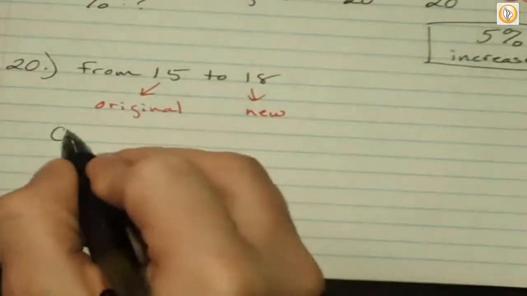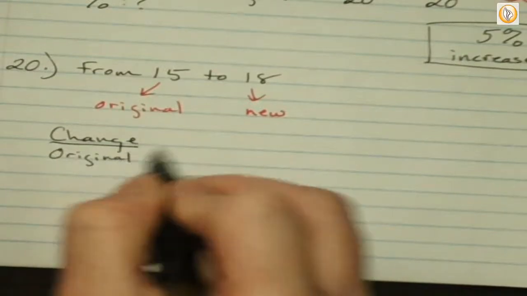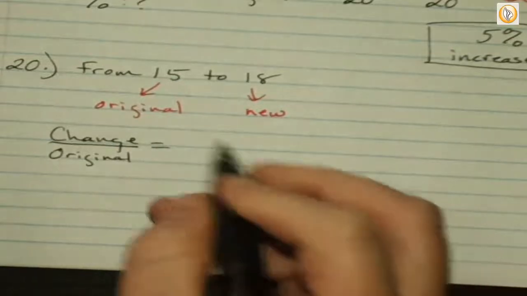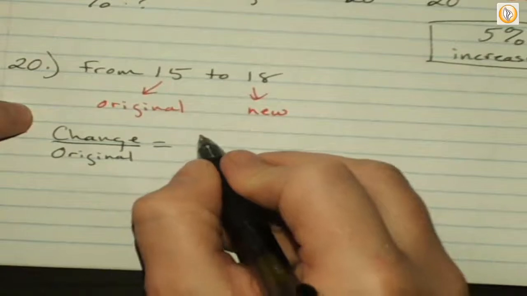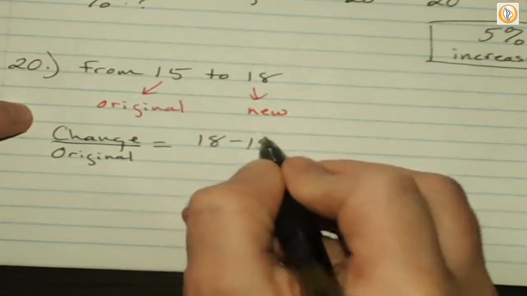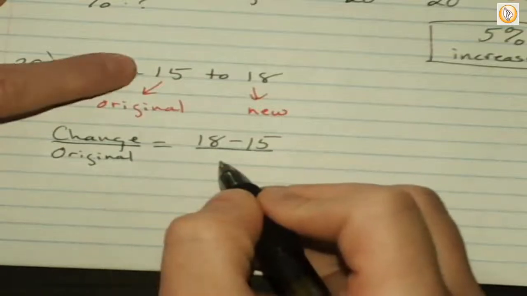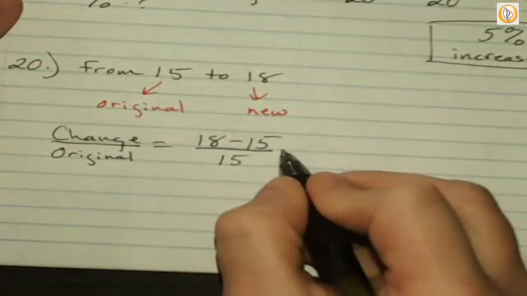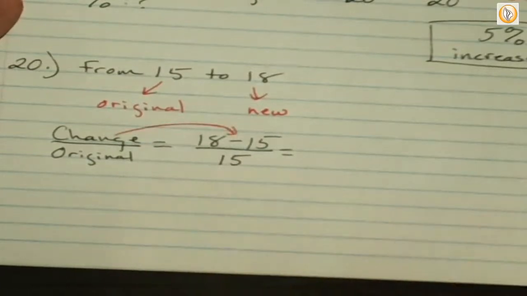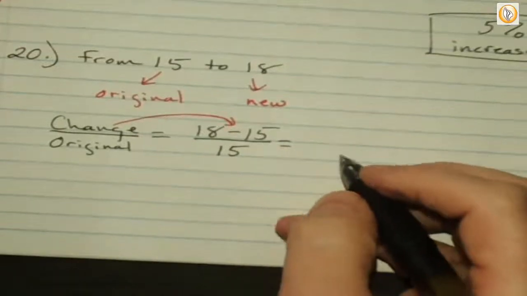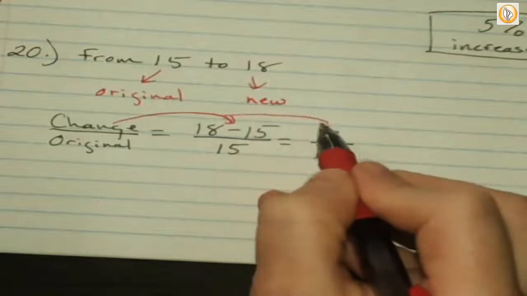Okay, so if my formula is change over original, did they give us the change, or do we have to figure it out? We have to figure it out. Okay, so how do I figure out the change? By subtracting 15 from 18. And original goes on the bottom, and we specified that 15 is the original. So there's our change. Our change is when you subtract the 2. 18 minus 15 is what, Kelly? 3. So the change is actually 3.